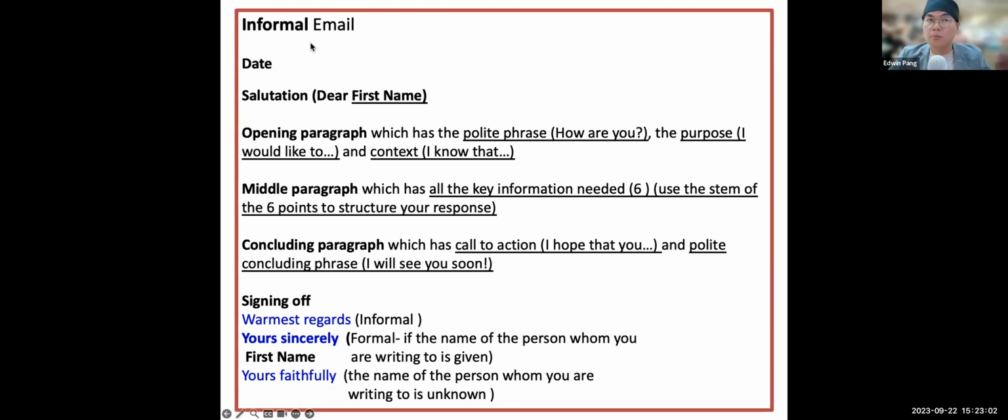So informal emails: date, salutation, first name only, right? Dear Jim, dear Tom, dear father, dear James. All these are proper salutations for an informal email. If you use a full name, then it will be too formal. Anyway, neither formal nor informal use full names. The informal uses first name, the formal uses last name. Okay? So the opening paragraph is a polite phrase. How are you?